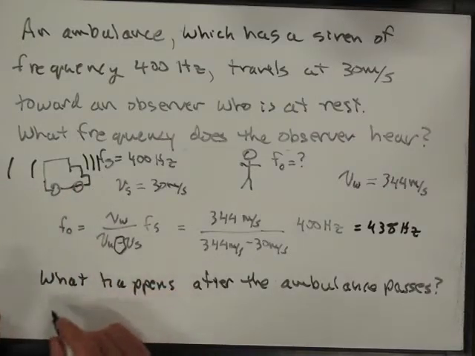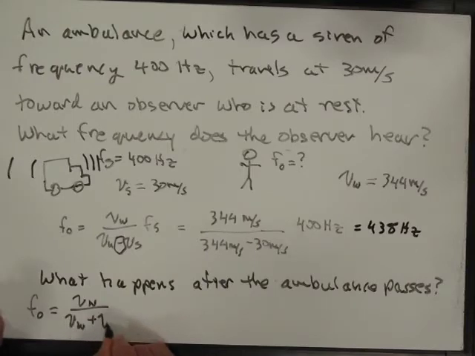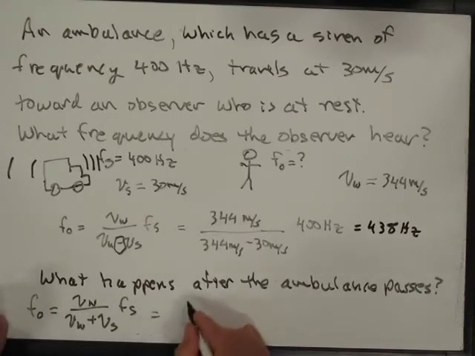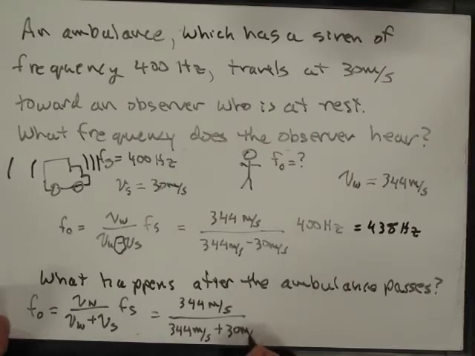And so this becomes a plus sign, and we get the frequency of the observer is the velocity of the wave over the velocity of the wave plus the velocity of the source times the frequency of the source. And so this becomes 344 meters per second over 344 meters per second plus 30 meters per second times 400 hertz.